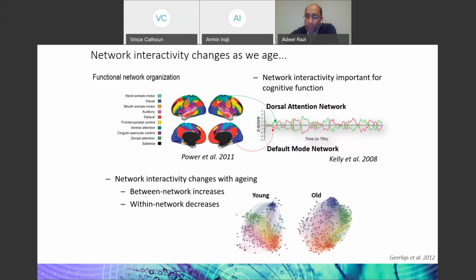Then there was some work done by Geerligs et al., where they showed that young connectomes and old connectomes look very different. As you can see, young connectomes are very tightly coupled within a network, with sparse connectivity between networks. While as people age, they have less within-network connectivity and more between-network connectivity. So this is what we wanted to look at using the spectral DCM.